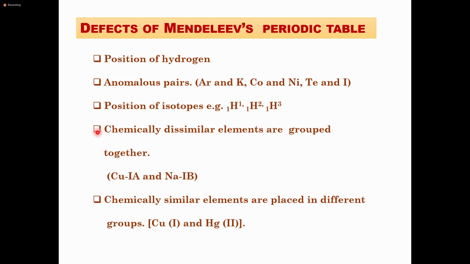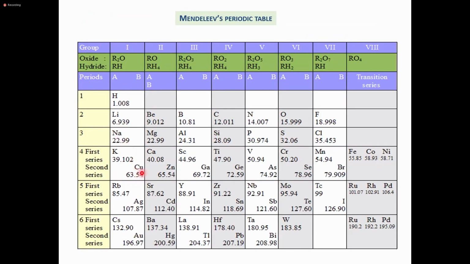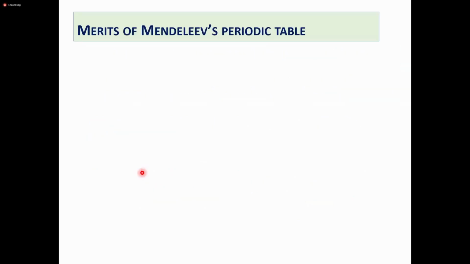Second is that chemically dissimilar elements are in the same group. This is copper and sodium. These two elements are dissimilar. Copper is a metal and sodium is also a metal, but the chemical properties are different. If you put sodium in water, fire will happen. But if you put copper, nothing will happen. Copper oxide is also formed from copper. But the point is that these chemical properties are not the same. So we cannot put sodium and copper in the same group. This is one type of disadvantage of this periodic table.